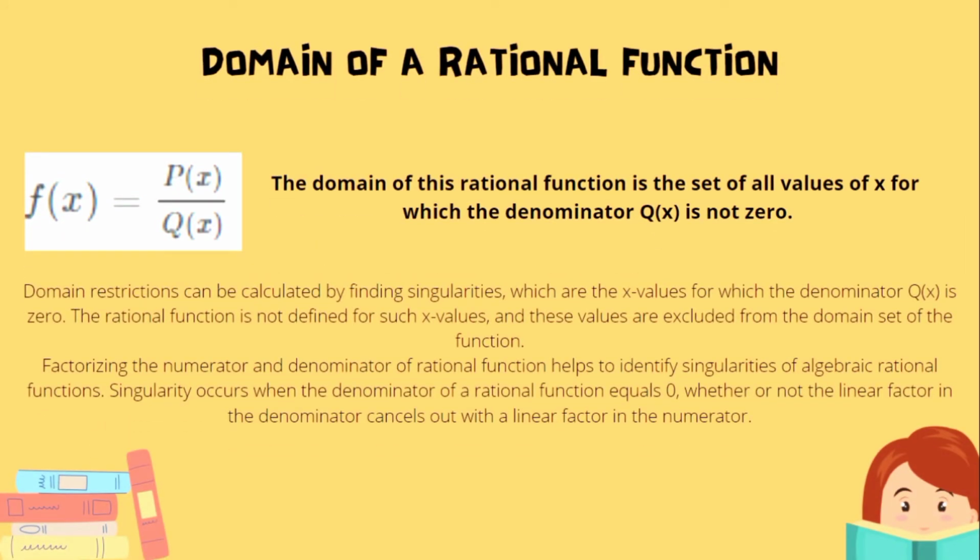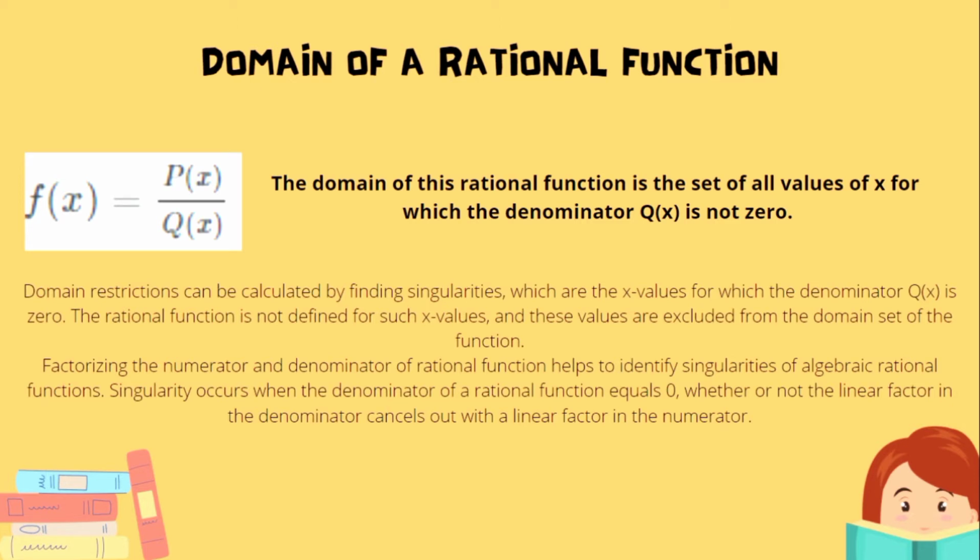Domain of a rational function: given f of x equals p of x over q of x, the domain of this rational function is the set of all values of x for which the denominator q of x is not 0. Domain restrictions can be calculated by finding singularities, which are the x values for which the denominator q of x is 0. The rational function is not defined for such x values, and these values are excluded from the domain set of the function.